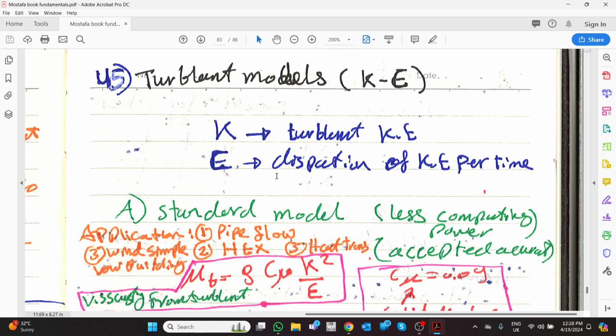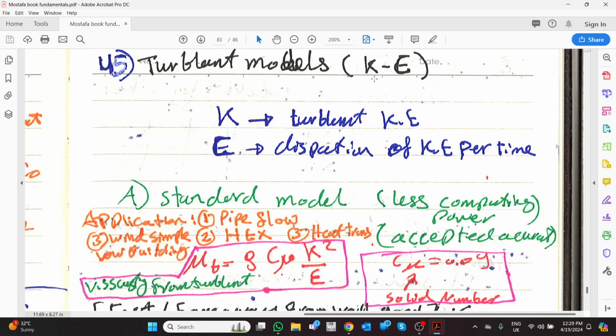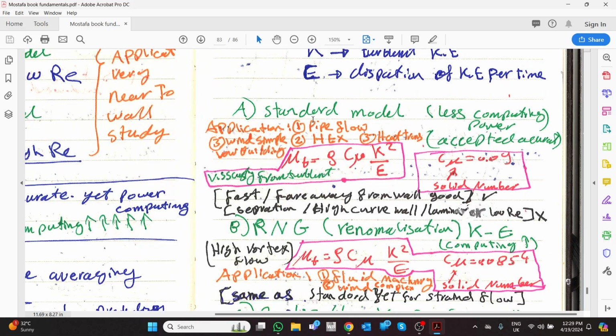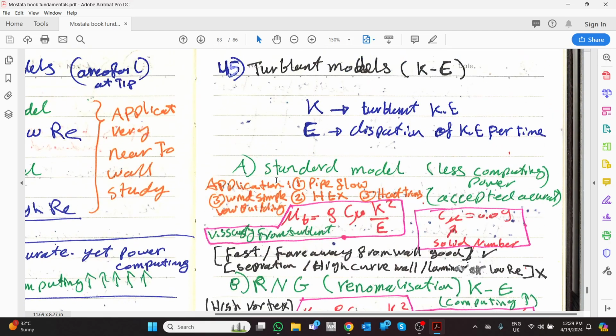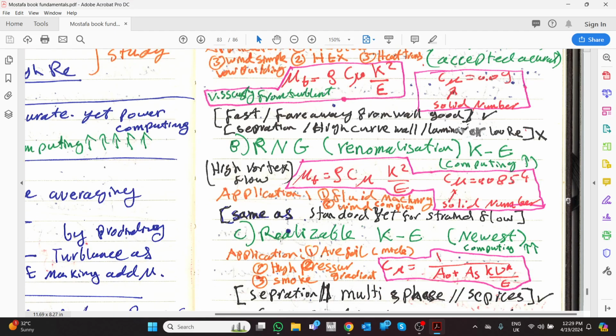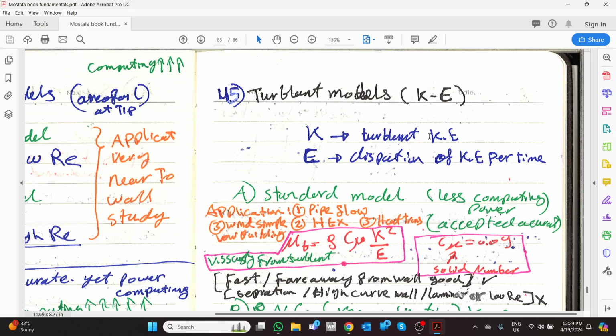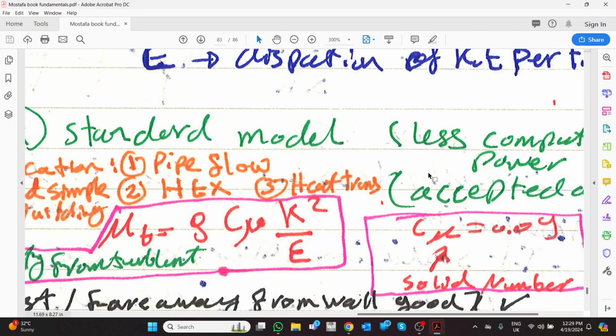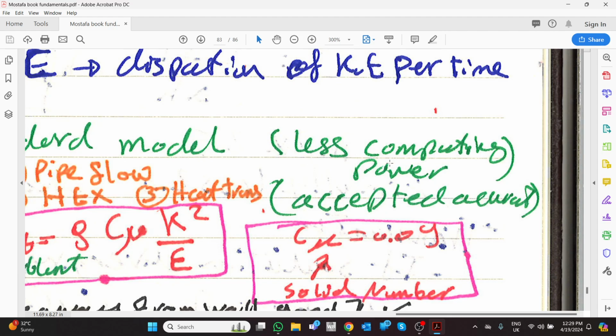How is it being solved? Under the K epsilon model, we have three variants: the standard model, the renormalization model, which is RNG, and the realizable method. All are based on the same concept: I have kinetic energy, and I have the dissipation of that kinetic energy per time. The standard method requires less computing power.